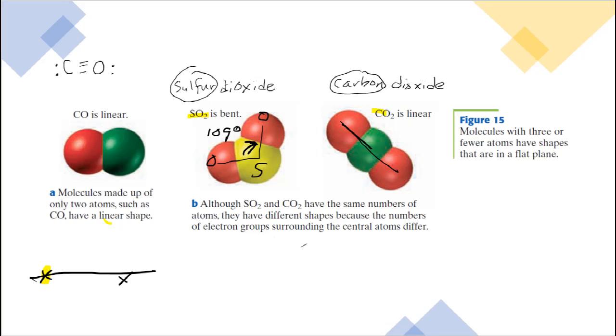Notice that it's linear. Now, what is it about carbon with two oxygens compared to sulfur with two oxygens that makes the carbon dioxide linear? Why is carbon dioxide linear, but sulfur dioxide bent?